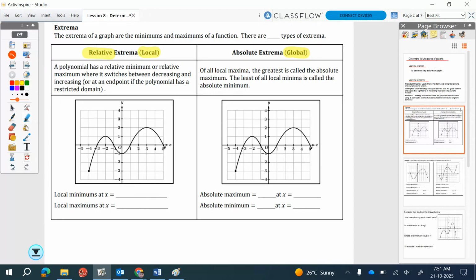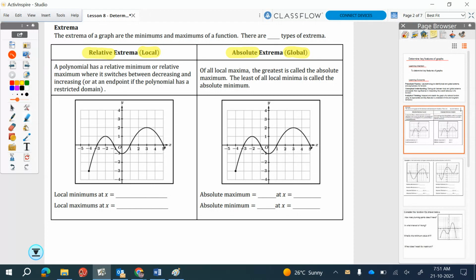Relative is a synonym for this, and I'm including this one for those of you who are taking PSATs or SATs. This is the vocabulary that they might use on American examinations like that. So relative extreme point or local extreme point, absolute extreme point or global extreme point. An extreme point is a point where the curve reaches a maximum or a minimum. An extreme point is where it reaches its extremes.